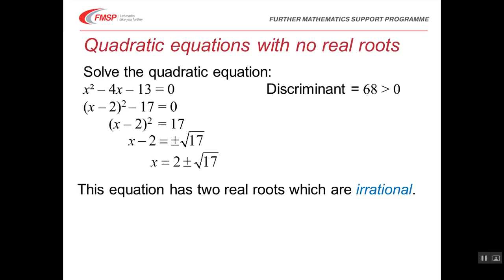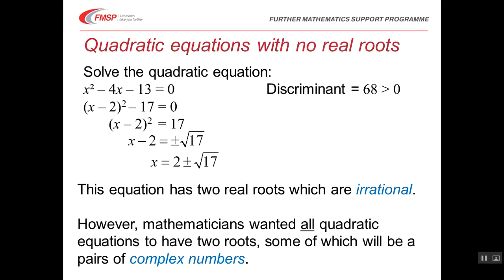So in this example, the discriminant of the quadratic equation was 68, which is greater than 0, so we would expect two distinct real roots, and this equation has two real roots which just happen to be irrational. However, mathematicians wanted all quadratic equations to have two roots, some of which will now be a pair of complex numbers.